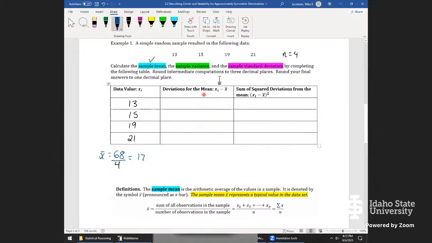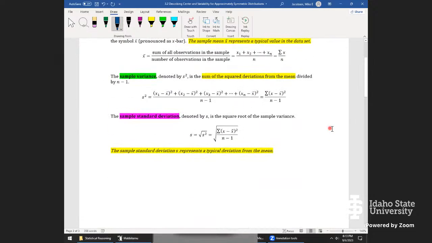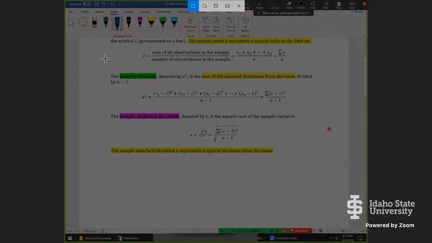So next we'll be doing deviations, sum of squared. That'll give us variance and standard deviation after we finish the next 2 columns. Any questions at all so far? Okay, so let me clear this out. The sample mean being 17 means 17 is just the most typical value, or the value that all the numbers are closest to in this data set. And now let's start working on variance.